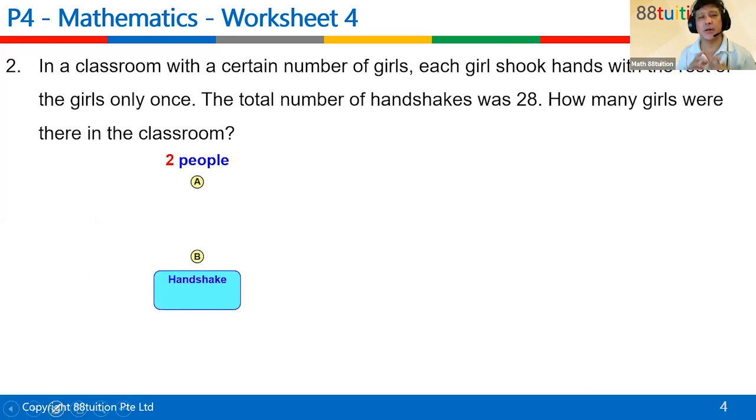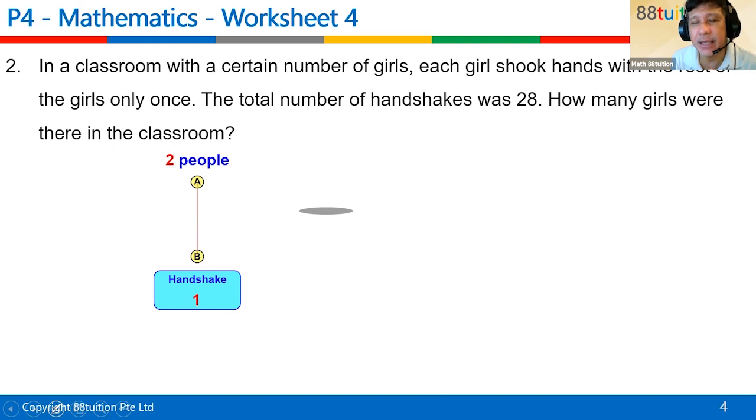Imagine there are 2 people, person A and person B. Now, you need 2 people in order to shake hands. So when you have 2 people, I will draw a line to represent shaking hands. Like that means there is only one handshake.